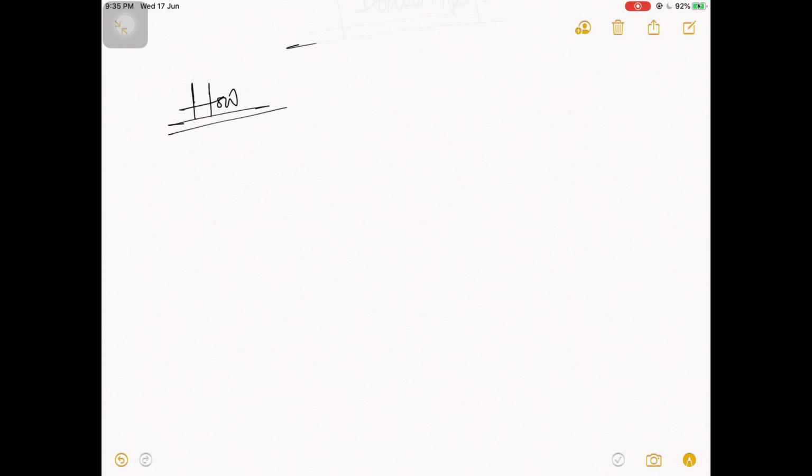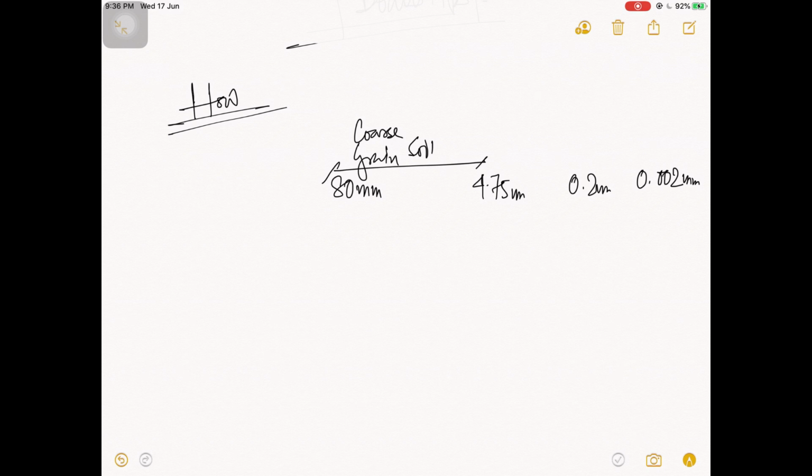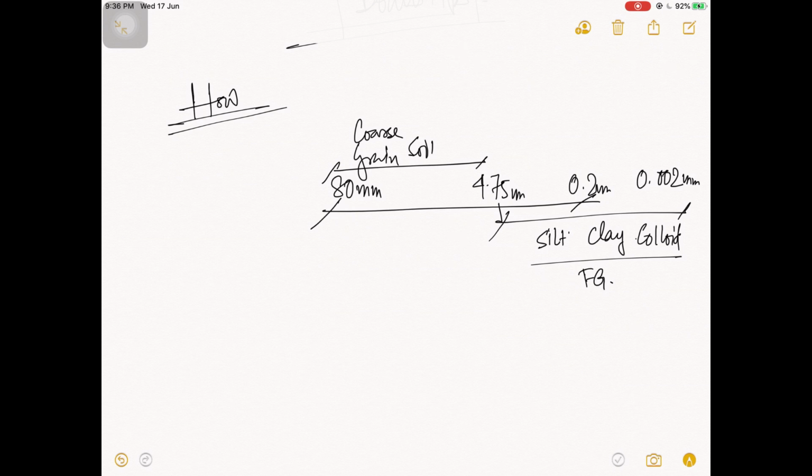Before starting how this honeycomb is generated, I talk about 80 mm particles, 4.75 mm particles, 0.2 mm particles and 0.02 mm particles. This region is known as what? Coarse grain soil. From this region, who are there? Silt, clay and colloids. They are known as fine grain soil. What happens? Gravitational force acts on the region from 80 mm to 0.2 mm, and theoretically, from 0.2 mm onward, surface force is acting.